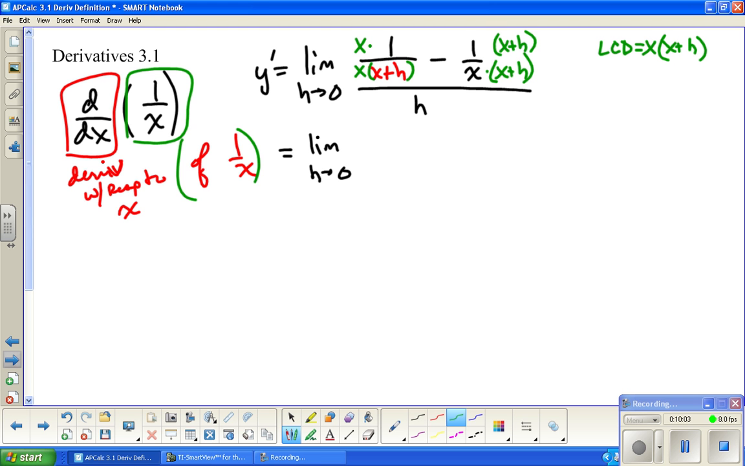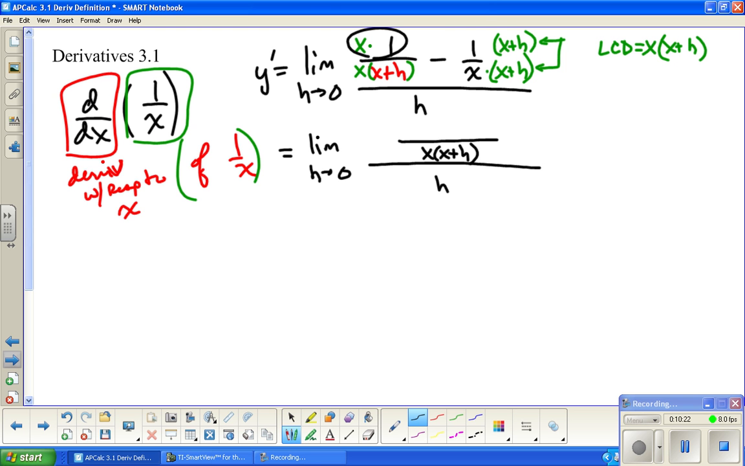So I'm multiplying the top and bottom of this fraction by x plus h, so I'm really multiplying by 1. And so now I have a common denominator. Now, once I have a common denominator, I can do some stuff here. So this top fraction has a single denominator now.